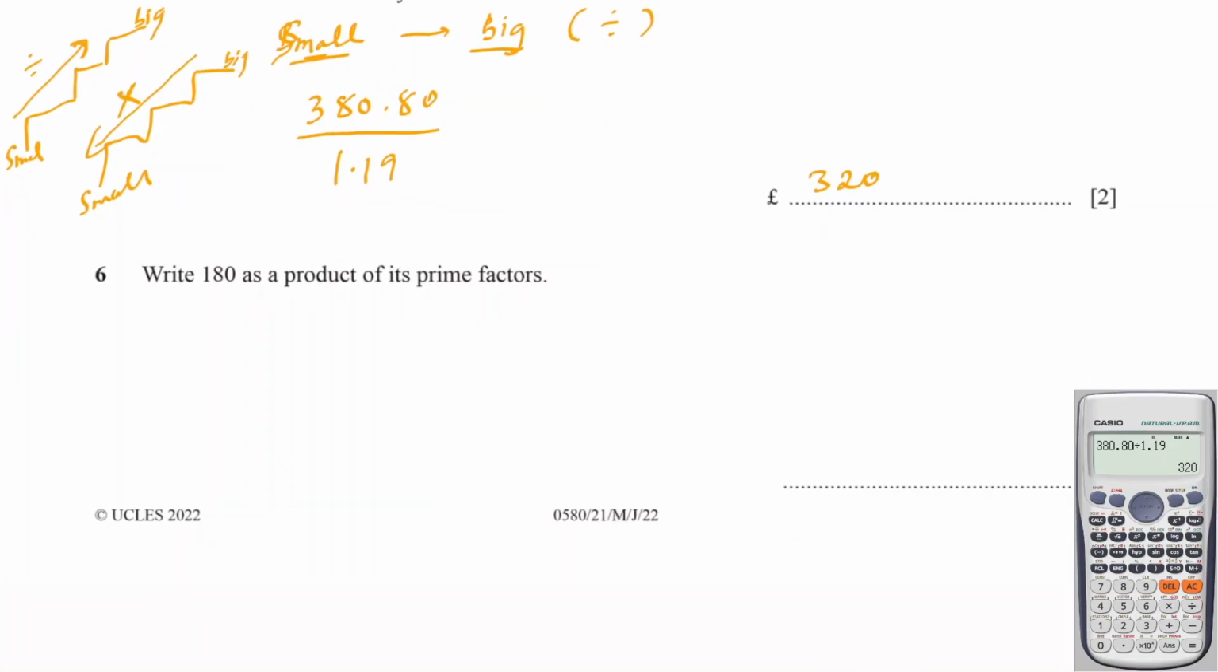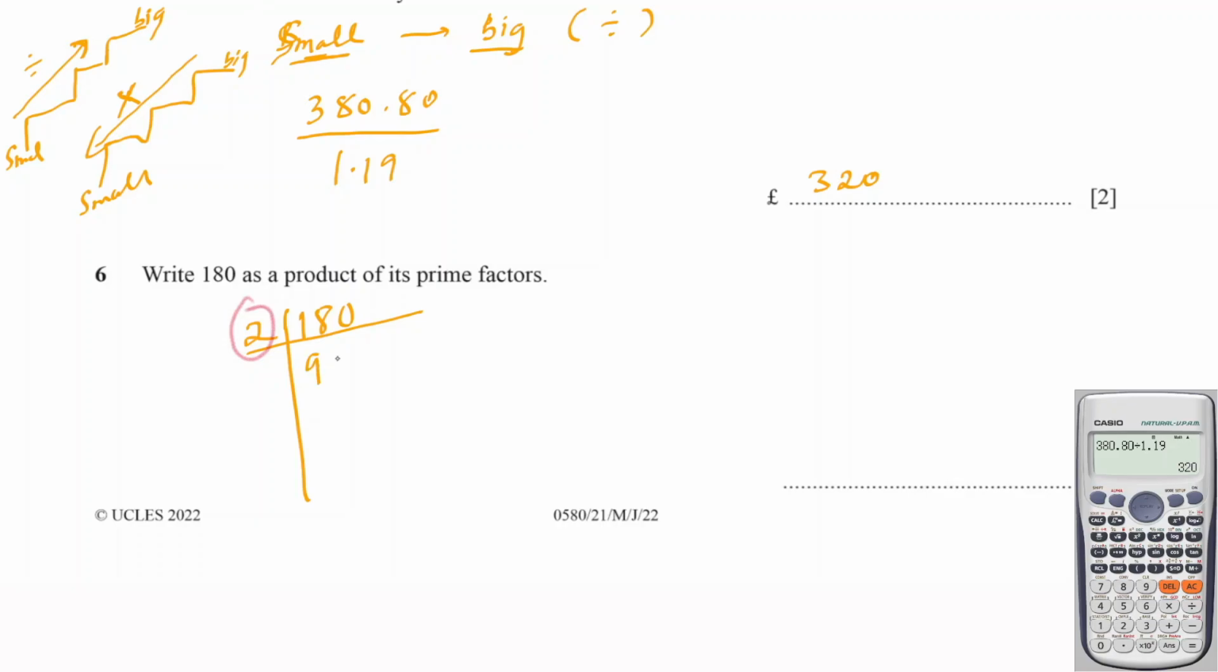So let's do question number 6. Write 180 as a product of prime factors. So prime factorization, we can do it with this method. So 180 is here. I have to divide every time with the prime number over this side. Okay, keep it in mind.